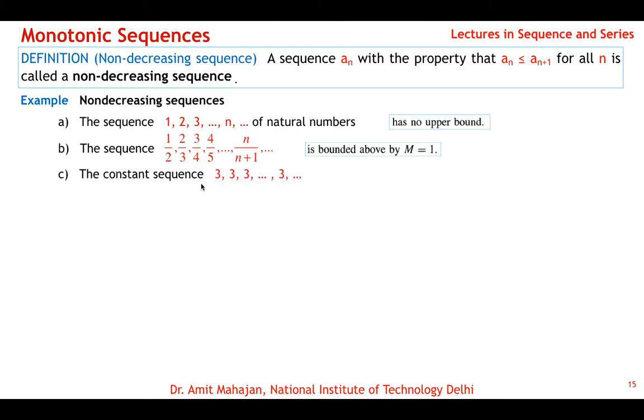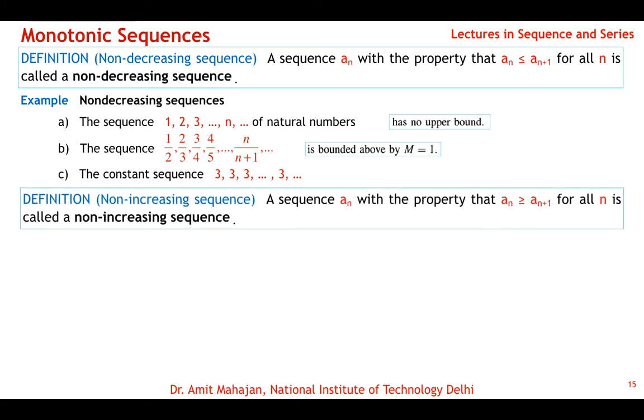Similarly, the constant sequence 3, 3, 3, 3, 3 also satisfies this condition. There is equality here, so each number is greater than or equal to the previous number in case of equality. So it also satisfies this definition, and it is also a non-decreasing sequence.